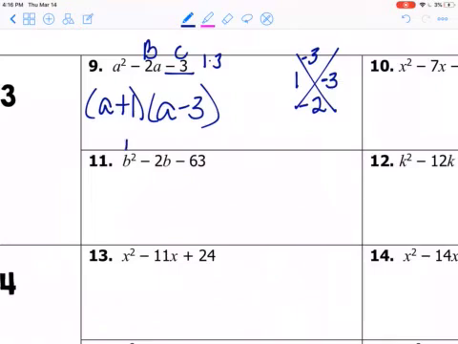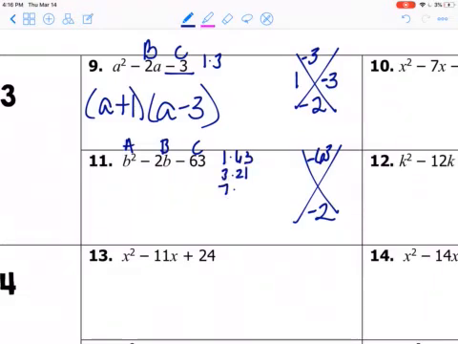Number 11. We have our A, our B, and our C. Negative 63 goes on top and negative 2 goes in the bottom. Things that multiply to be 63 are 1 and 63, 3 and 21, and 7 and 9. The only one that would give us 2 possibly would be 7 and 9, and the bigger number needs to be negative.